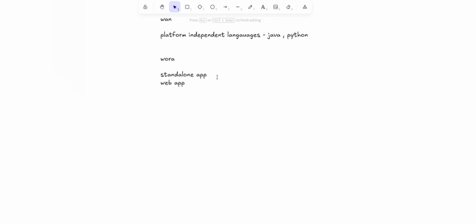So basically, standalone applications are developed using C language, that is a platform dependent language. For example, let me take the calculator. Calculator is a standalone application. So what is a standalone application? Listen carefully: an application that is able to run with or without internet.